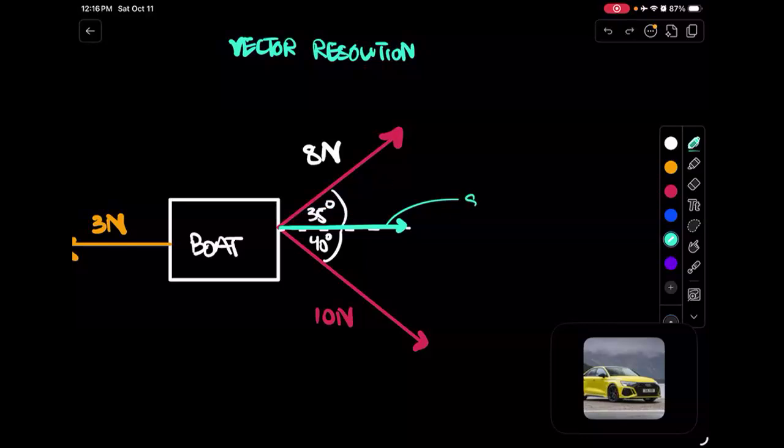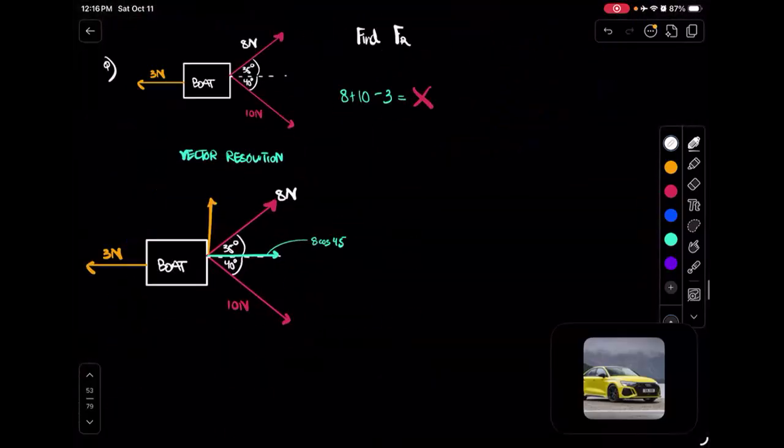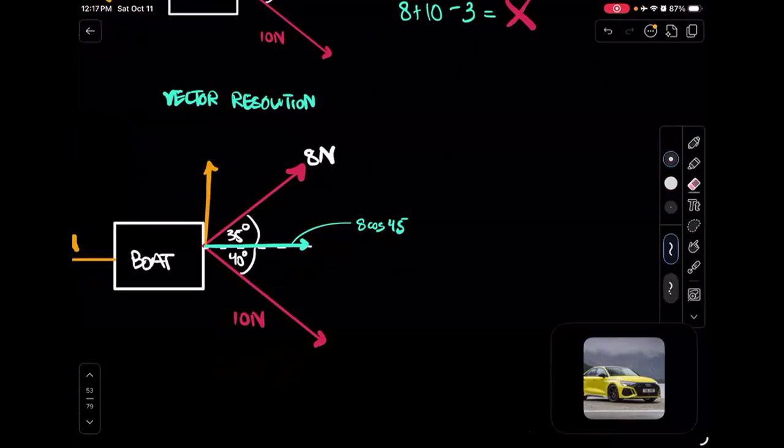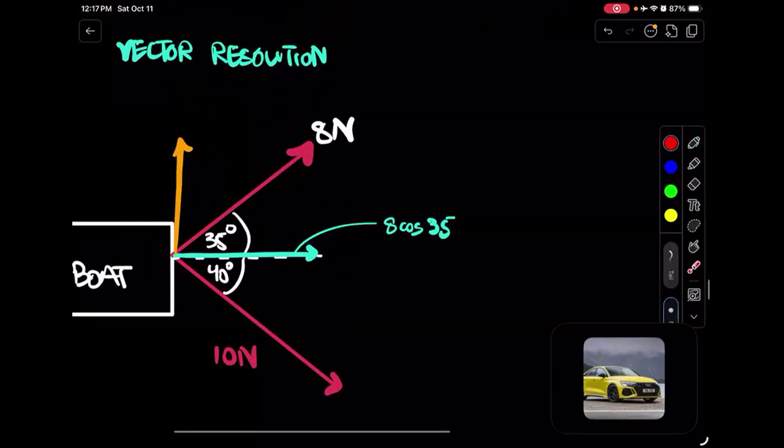So this is just going to be 8 cos 45. Okay, so this is the horizontal part of my 8 Newton force. But you also have to figure out what the vertical part of that force is. How is it cos 45? Oh, sorry, it's 35. Okay, 35. Now, this is the horizontal part, right?